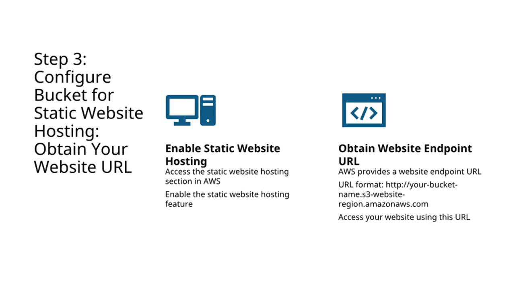AWS will provide a website endpoint URL in the Static Website Hosting section. This is the URL where your website can be accessed. For example, http://yourbucketname.s3-website-region.amazonaws.com.